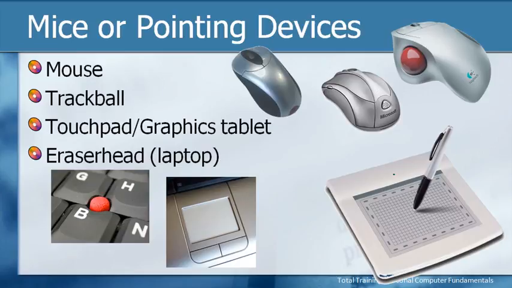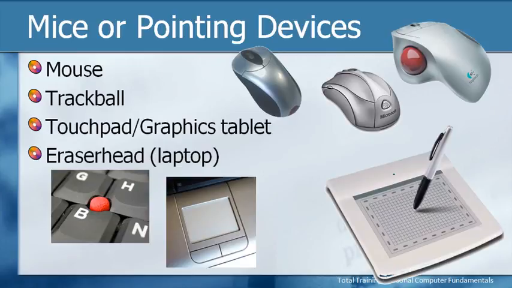And if you have a laptop, it may even have something called an eraser head. What we can see on the top of the screen are the typical mice. It has a button usually. It might even have a scroll wheel. A trackball replaces the need to move the mouse itself by letting you roll a ball. And we'll take a look at all of this in just a second.